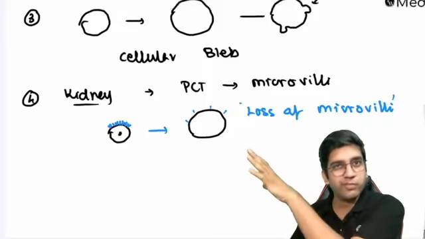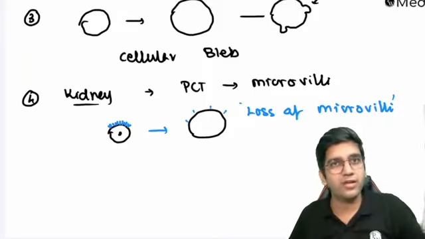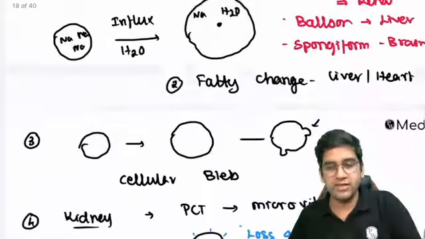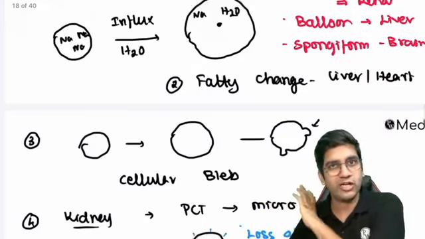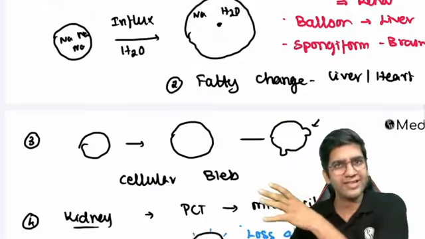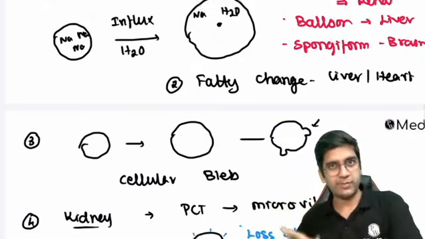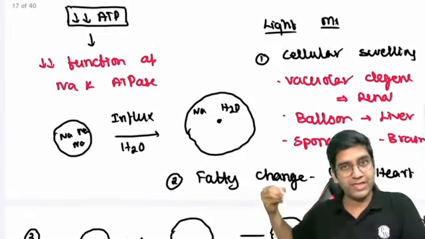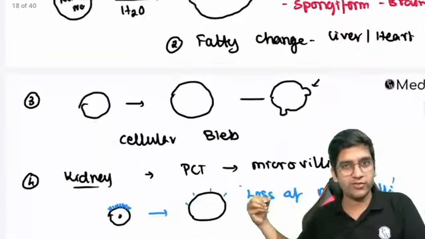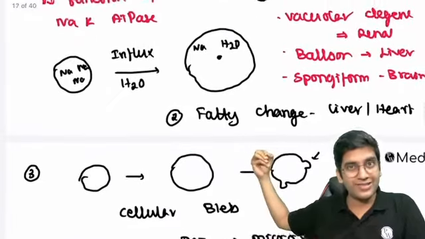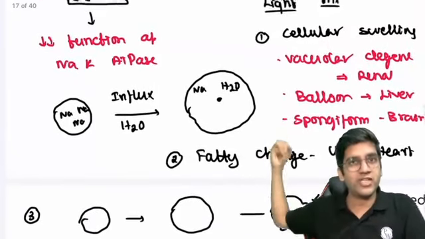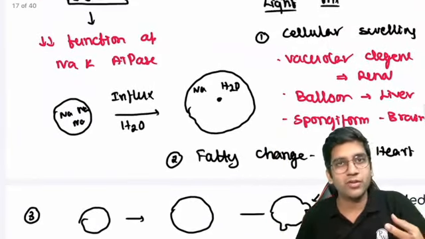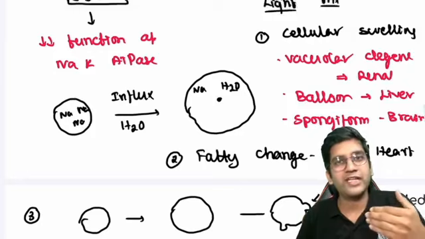Again, I might not see microvilli loss in every cell. I'll see it only in the PCT, like I see fatty change only in liver or heart. I'll not see them in every cell. Cell blebs sometimes may be seen in light microscopy, sometimes may not. All these, I'm having loss of microvilli, a swollen cell, fatty change or cellular swelling. Let's assume I'm able to identify the problem.